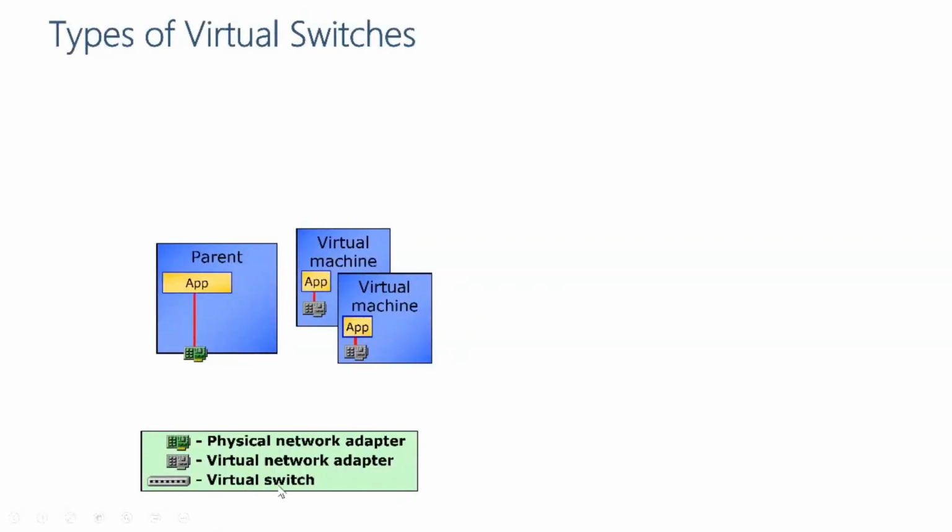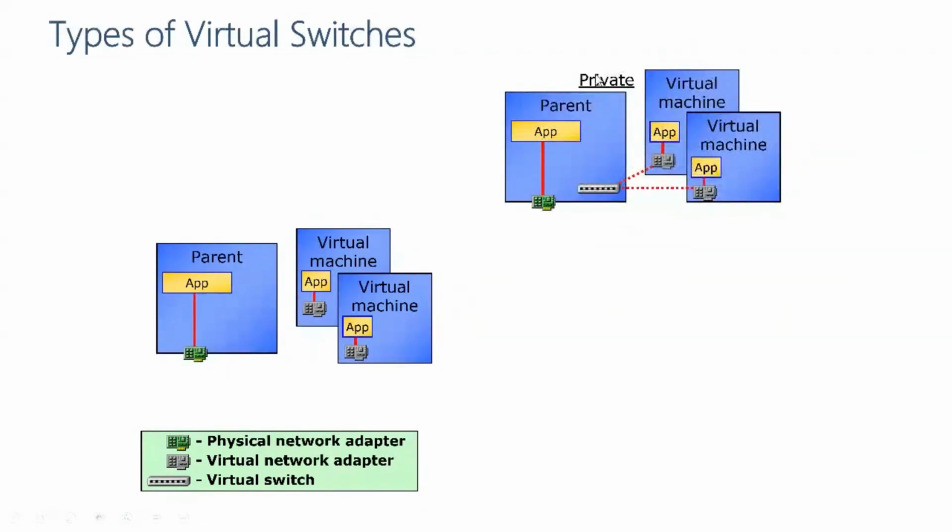So for example, if we have physical adapters, we have virtual adapters and we have the virtual switch. We have the parent partition, which is that special VM that we talked about. It's got a physical adapter. We have these virtual machines which have virtual adapters. We can create a private switch. Each virtual machine can access this private switch, and this is only for them. No one else, the parent has no connection to it.